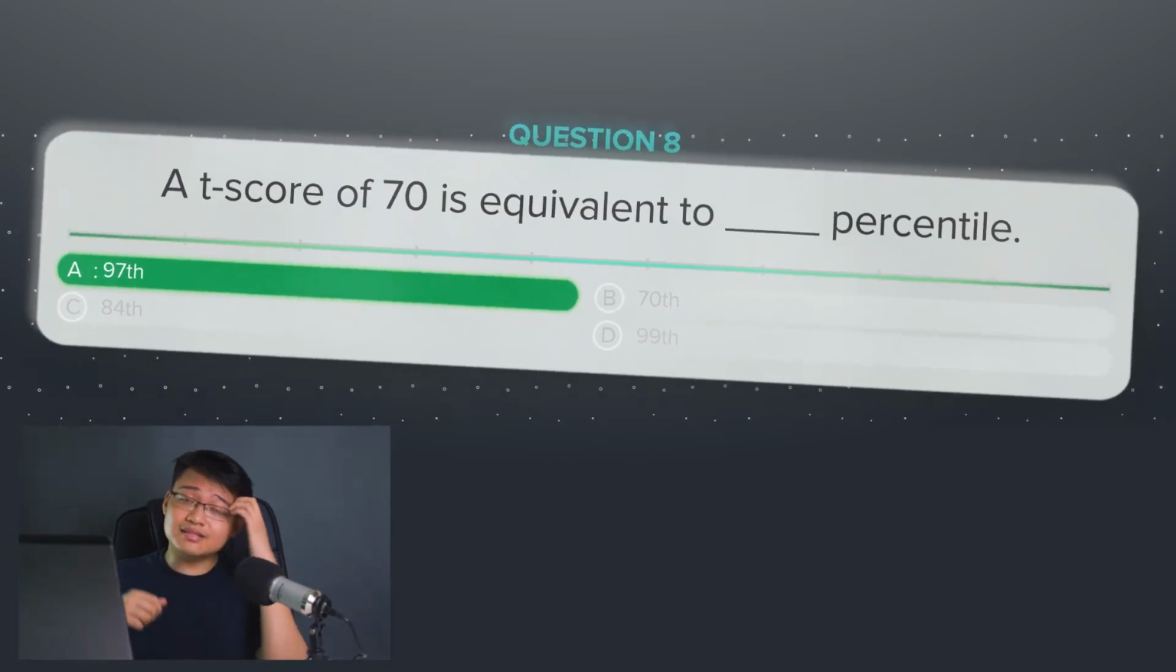So first, let us distinguish between percentile and percentage. So let's say you scored 90% in a mathematics test. 90%, it means out of 100 items, 90 yung tama na nasagutan mo. That is 90%.